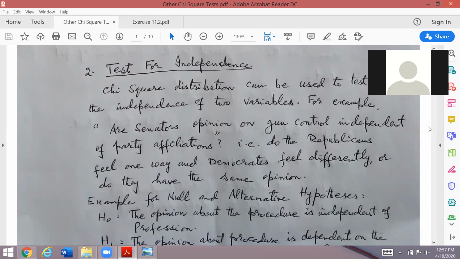So do the Republicans feel one way and the Democrats feel differently, or do they have the same opinion? So is it the same thinking or different, depending upon the party affiliation? So this concept is what we call the test of independence. We want to see whether the problem is independent.